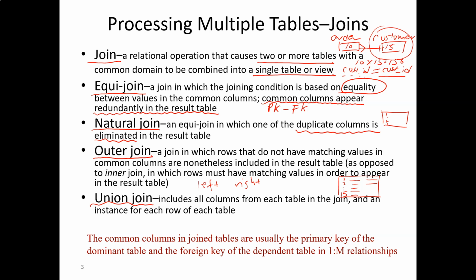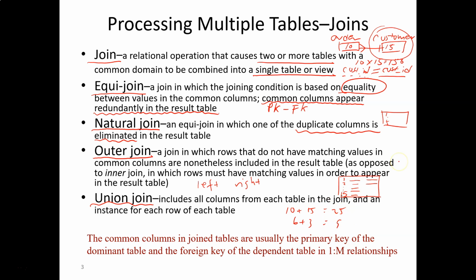So when you create a union join, what you will have is a table that's 25 by 9, which is 10 plus 15 and 6 plus 3. So you will have a row for each order or customer, right? And then obviously for some of the columns you may not have a value.